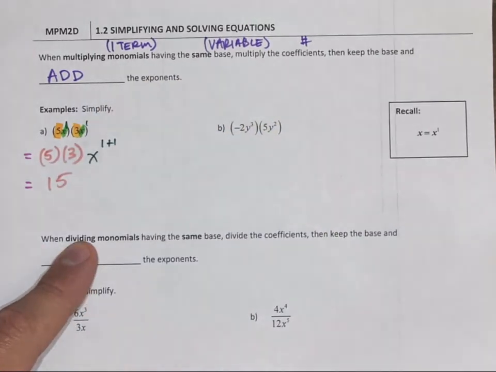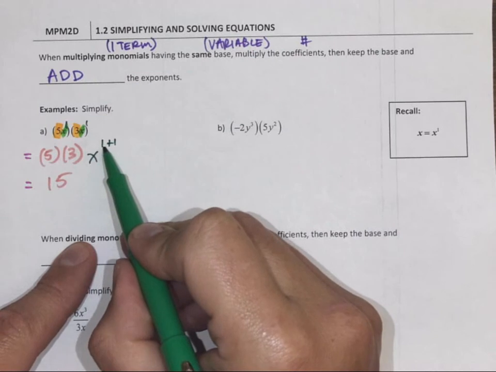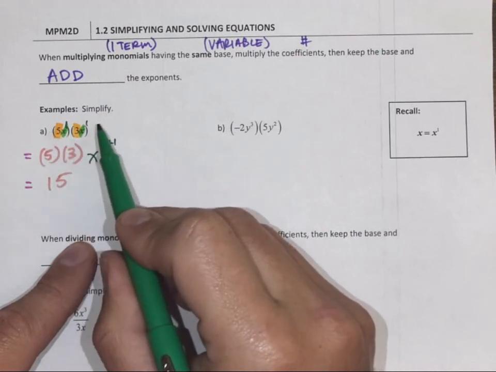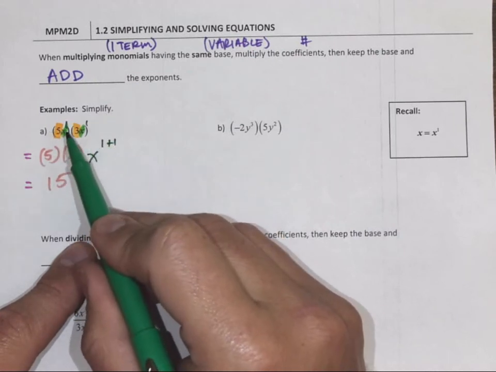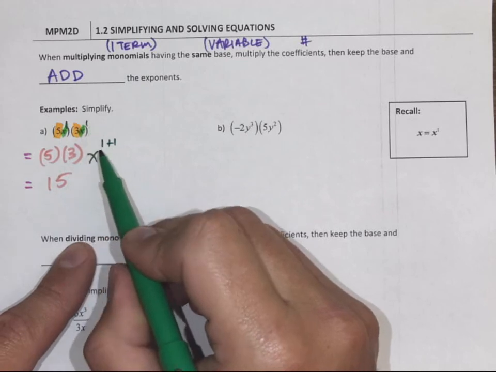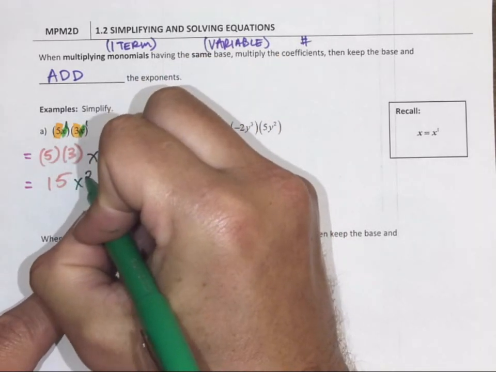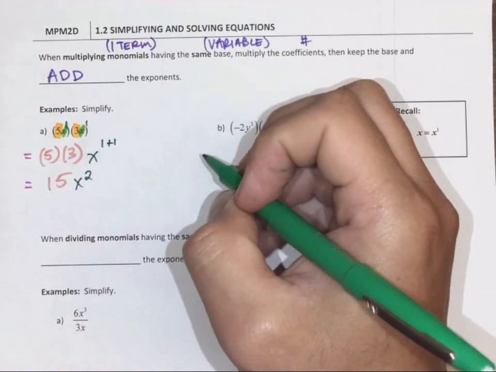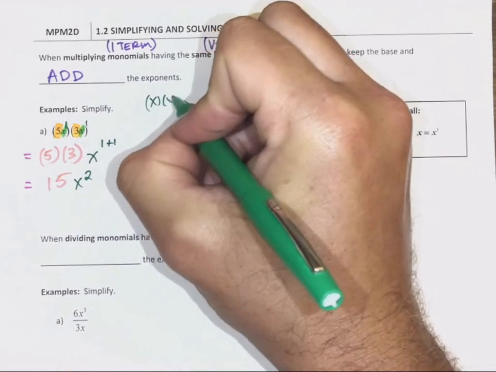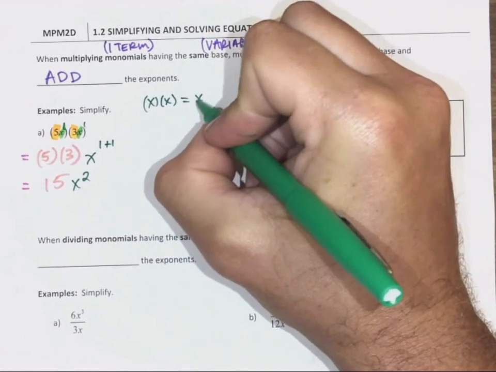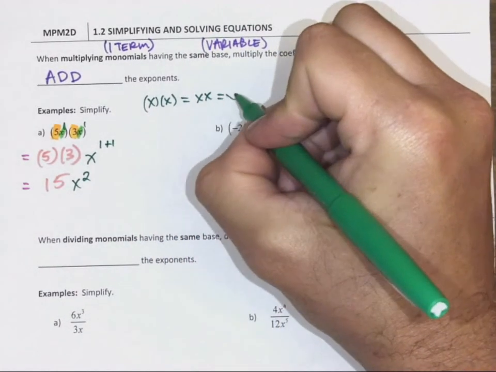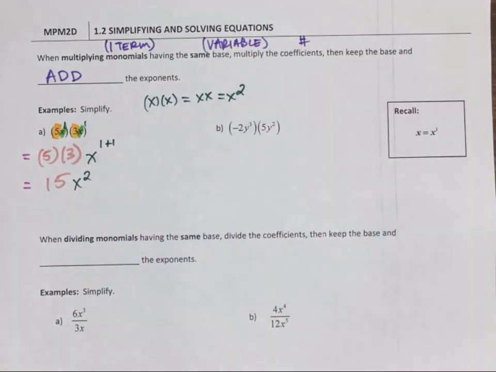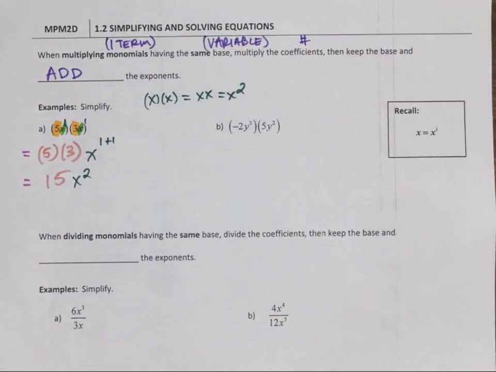So 5 times 3 is 15. Numbers still multiply the same way, but exponents, x times x is really x exponent 1 times x exponent 1, and that's x exponent 2, or x squared. Taking back all those exponent rules from grade 9.